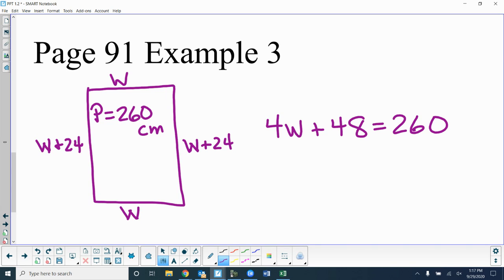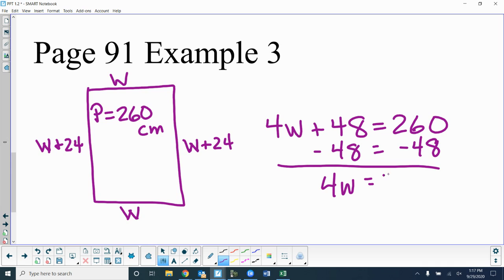So you will have one or two perimeter problems. What if it said area? Would I add up the sides? You would multiply. Okay, so maybe you'll have, instead of perimeter, an area. Okay? So then you just solve this. Subtract 48, divide by 4. Okay, so what's that telling me? Yeah, width is 53 centimeters.